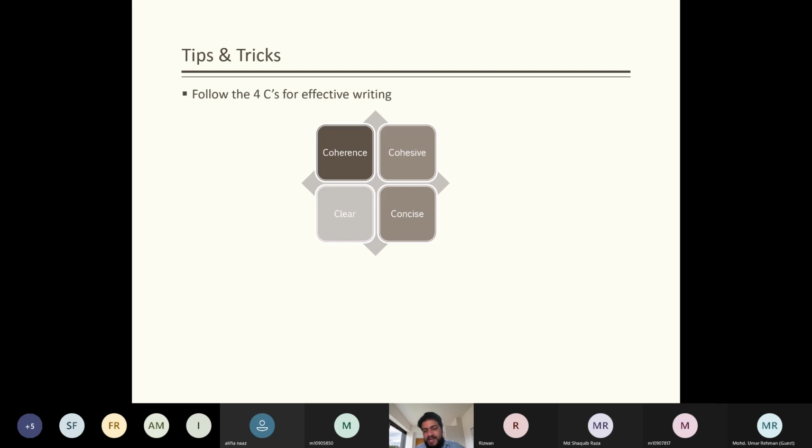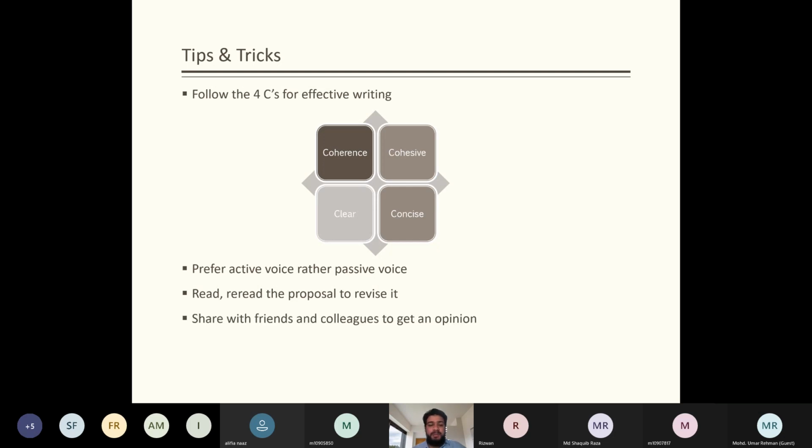It should be clear: say exactly what you mean, don't beat around the bush. And it should be concise: don't be wordy, especially in the case of application and research proposals. Be specific. Prefer active voice rather than passive voice. Proofread your proposal. I can't stress that enough. You have to go through a proposal back and forth again and again, and revise it. One of the best things you can do is share it with your friends, faculty, and colleagues to get an opinion on your proposal.